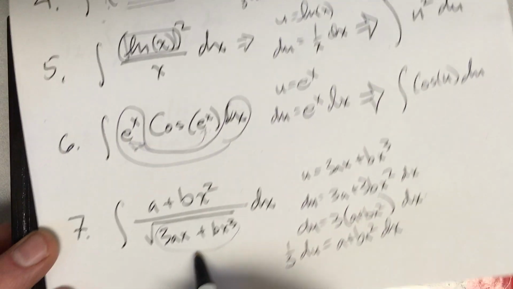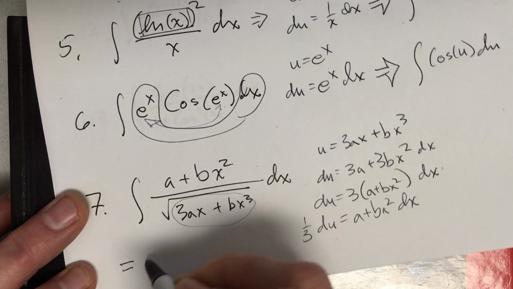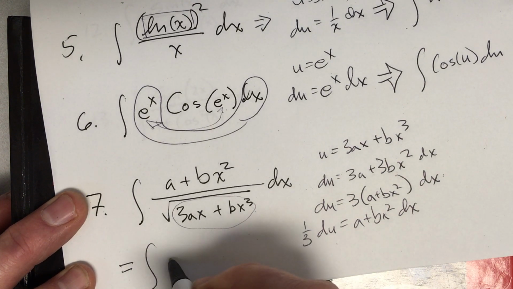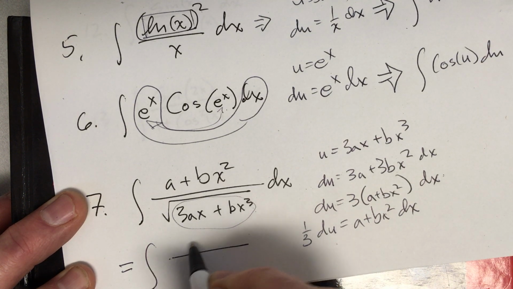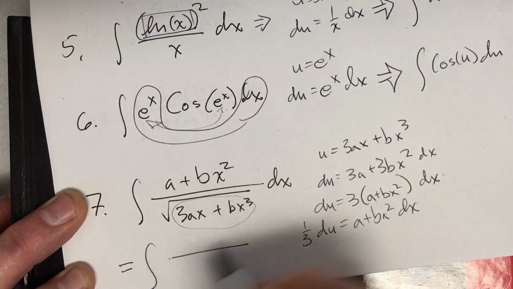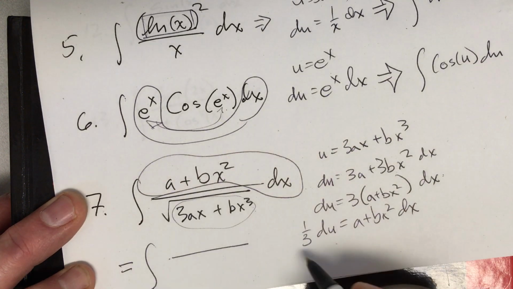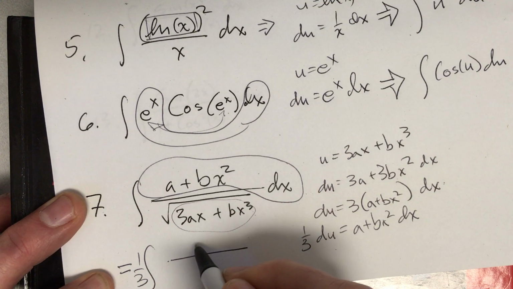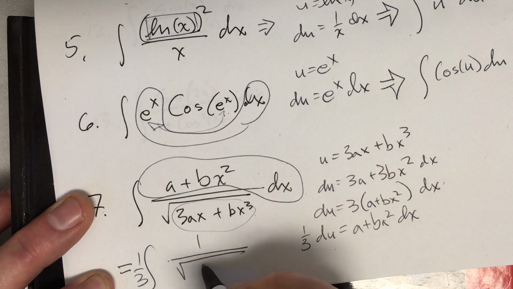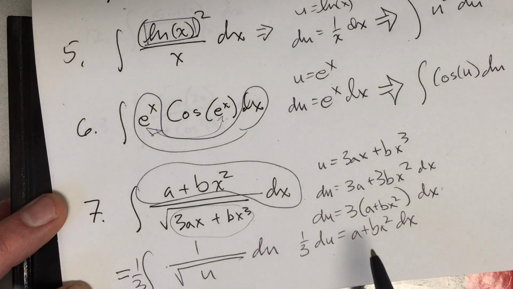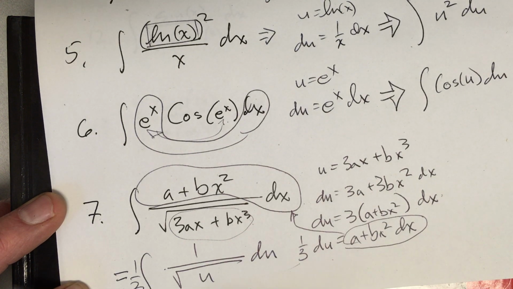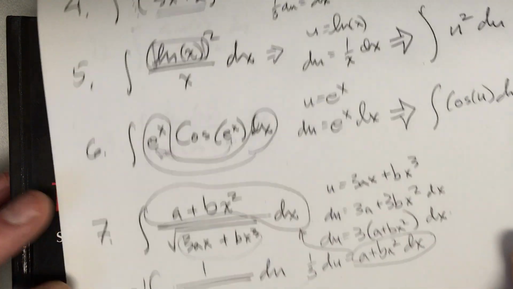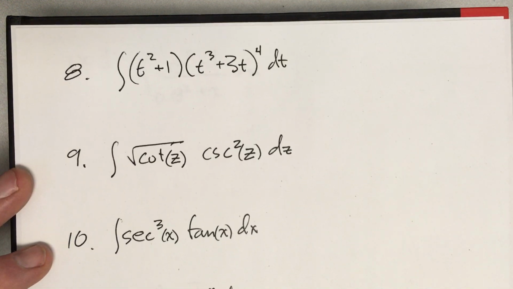So then I can say that that is going to be equal to the integral of 1/3. I'll be able to get rid of all of this. 1/3, and then 1 over the square root of u du. All right, you see that? Because this whole thing is right here, and then the 1/3 I pulled out, and it's just 1 over the square root of that. Again, much easier to actually find the derivative or the integral of that. Okay, just a few more here.